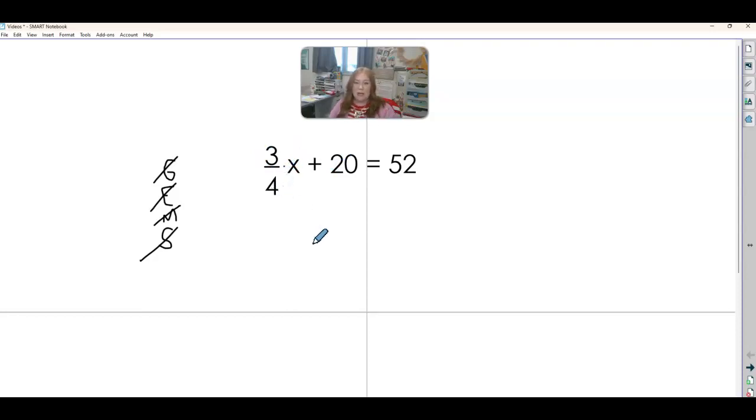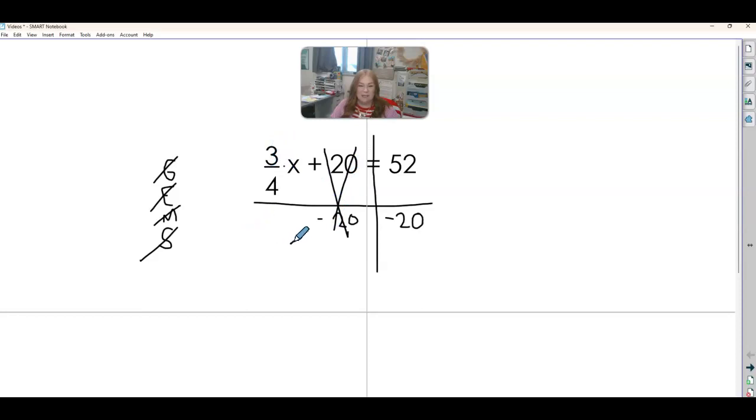So now we need to undo this and work backwards to solve for x. So we're going to set up our balance here. And the first thing, we're going to subtract or add. So we have add here. So we undo the opposite, minus 20. And if I do it to this side, I have to do it to this side. So this cancels out. This is gone. All I'm left with is 3/4 x equals 32.